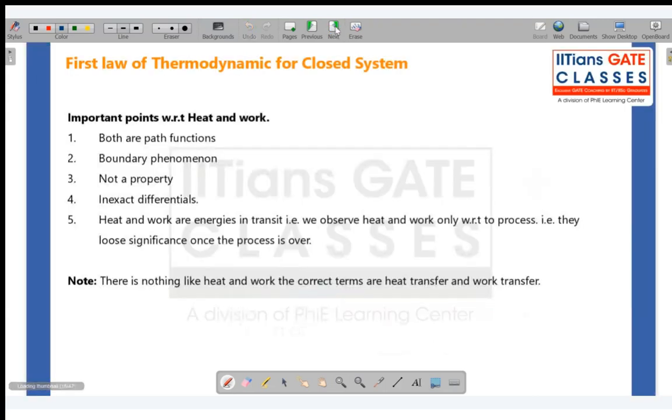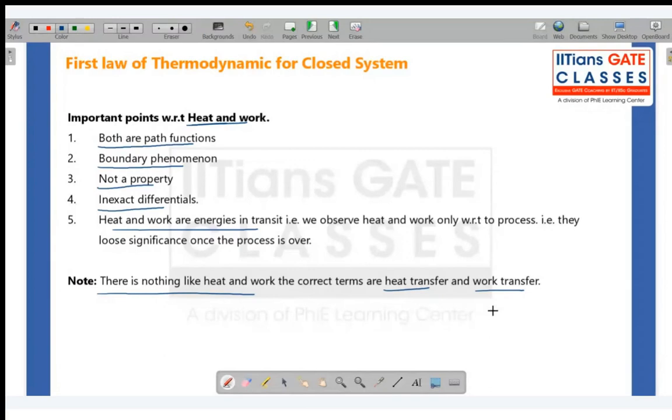Okay. Now, some important points. Heat and work both are path functions. They both are boundary phenomena. They are not a property, they are inexact differentials, and they are energy in transit. There is nothing like heat and work by itself. It's always heat transfer or work transfer. There is no absolute value of work or heat. Because it's energy in transit, we always say heat transfer or work transfer, always.